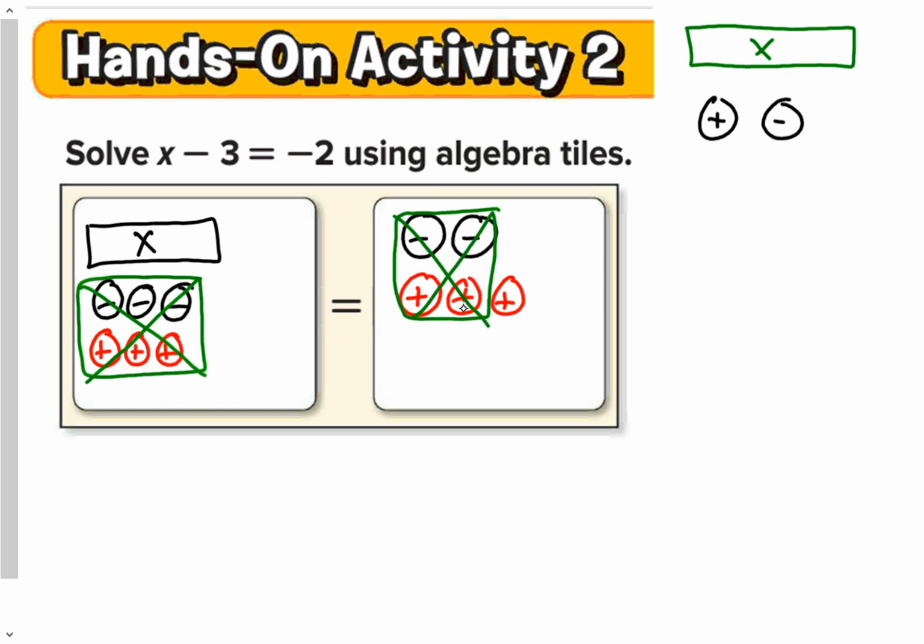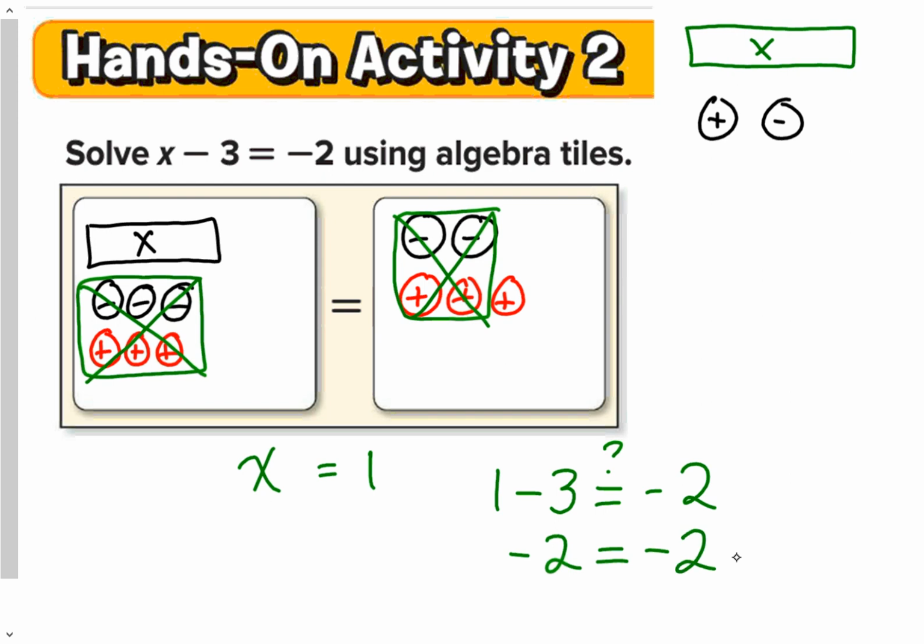So you're left with just x on the left side, and whatever we have on the right is the remaining chips. So we're left with positive 1. So x is supposed to equal 1. And just to check, we would say 1 minus 3. Does that equal negative 2? Well, 1 minus 3 is negative 2, and negative 2 does equal negative 2. So our answer is correct.